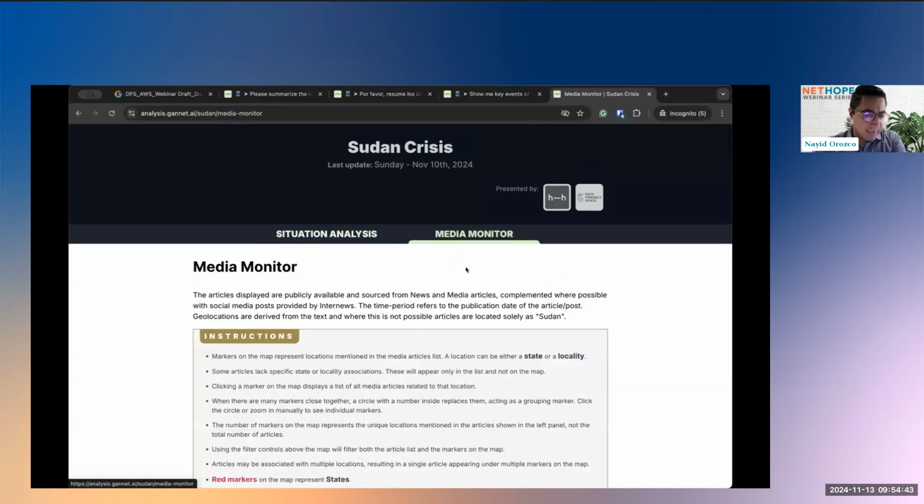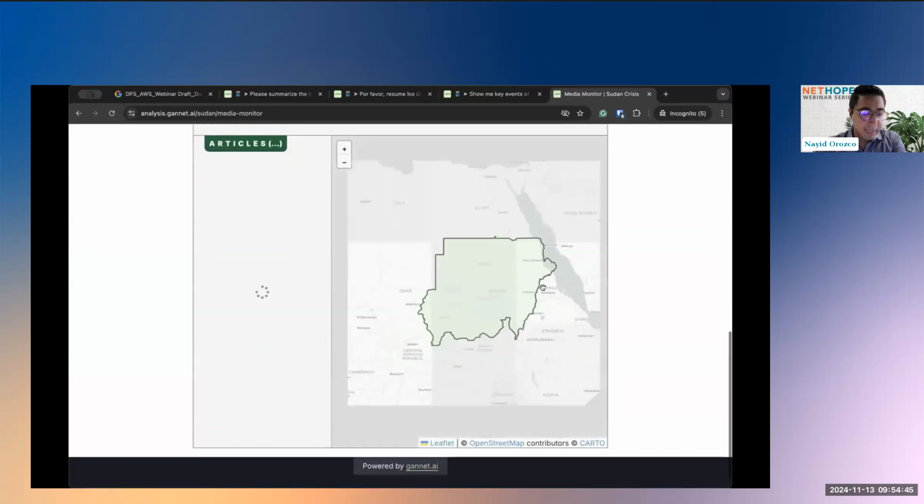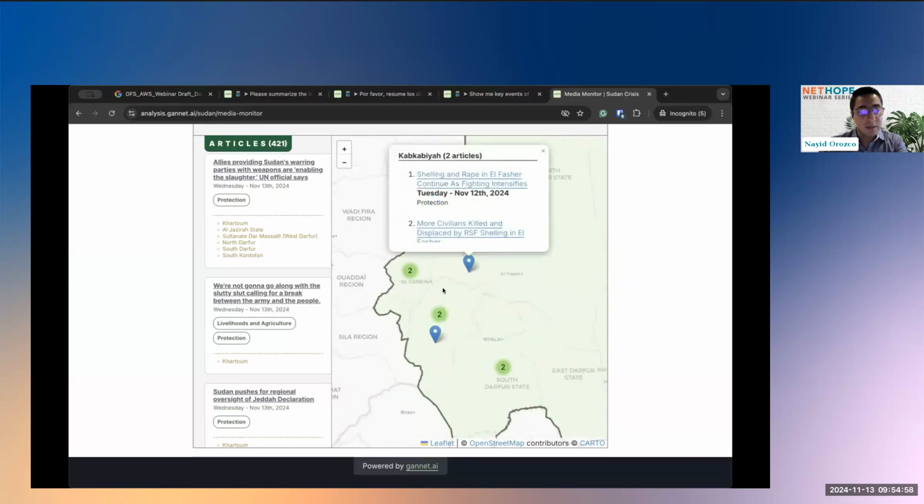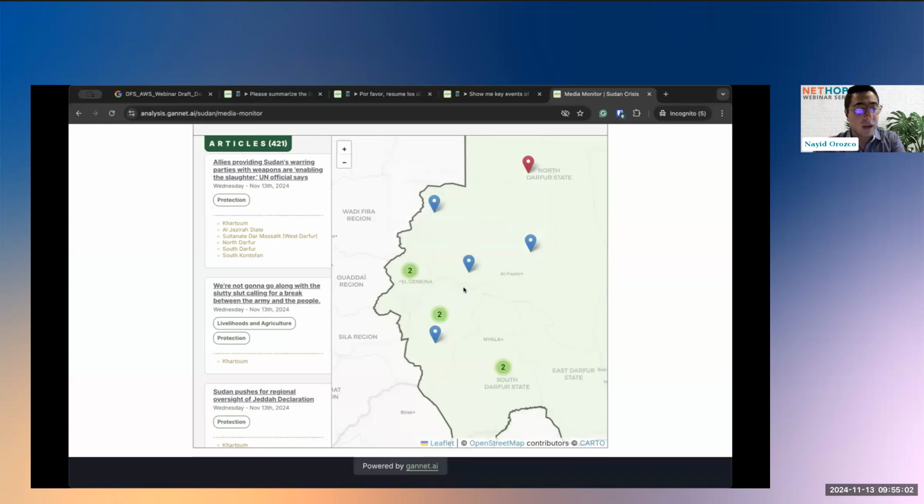And another functionality is the media monitor, where we are bringing information from the different sources, but also local media, to see how the information is coming and where those specific locations are being mentioned, so the users can explore and see the news or the articles in a more graphical way.